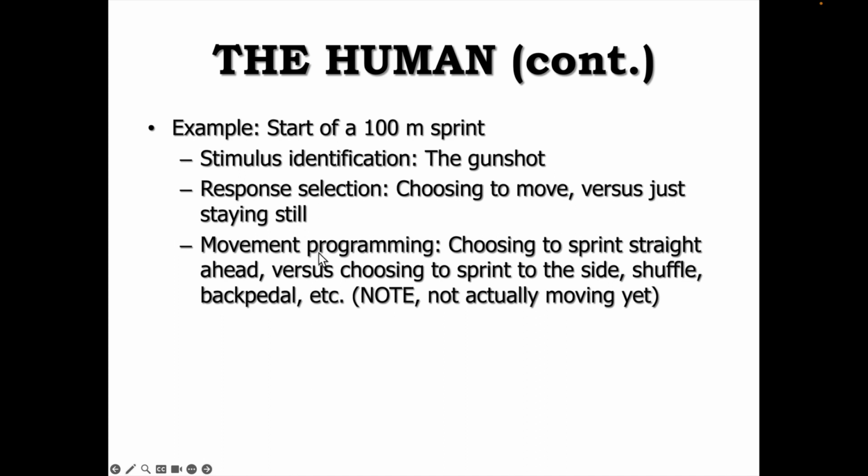And then movement programming is we're going to choose how we're going to move. I would choose, out of all the options there, we're going to choose to sprint straight ahead versus maybe sprinting to the side, maybe we're deciding to shuffle, maybe we're deciding to backpedal. Out of all those different options, we're going to choose to sprint straight ahead. So we're going to program that movement, but we're not actually starting to sprint yet. So those are the three different phases there, in the human element of this model.